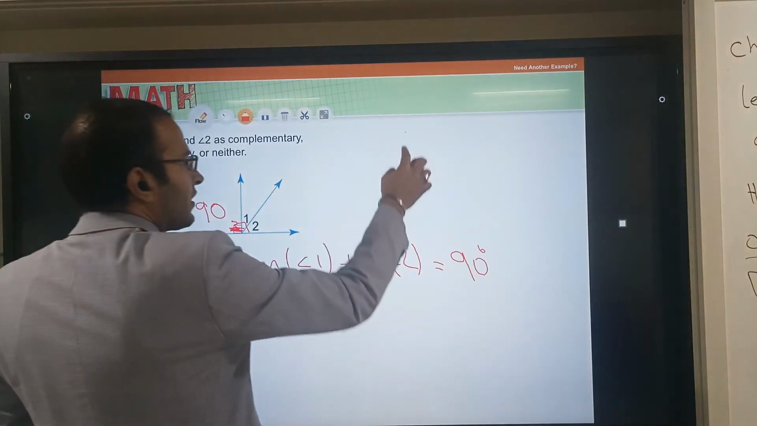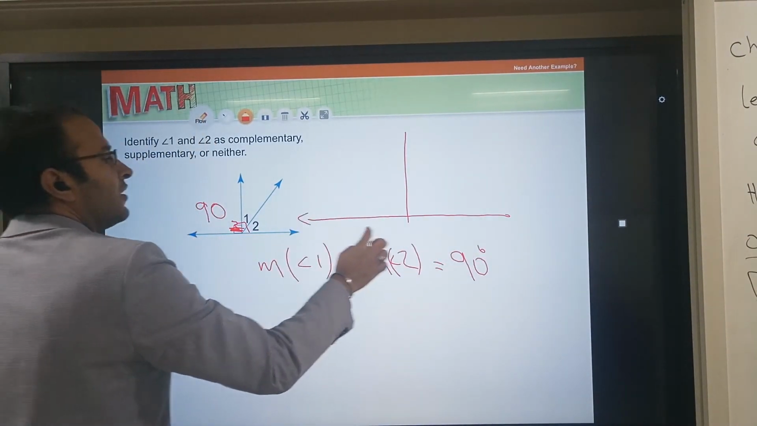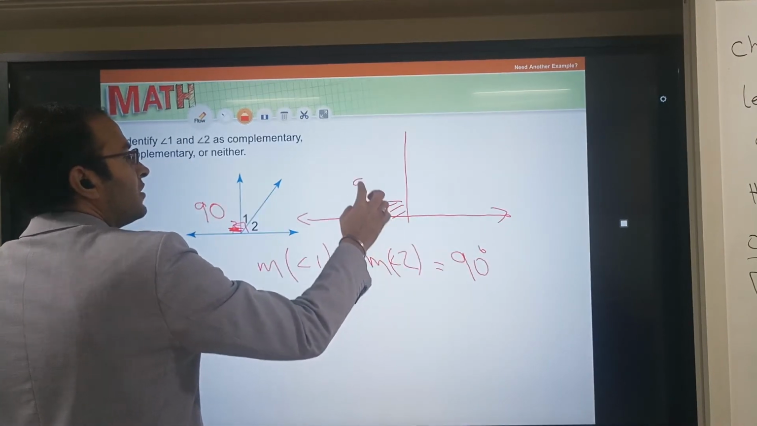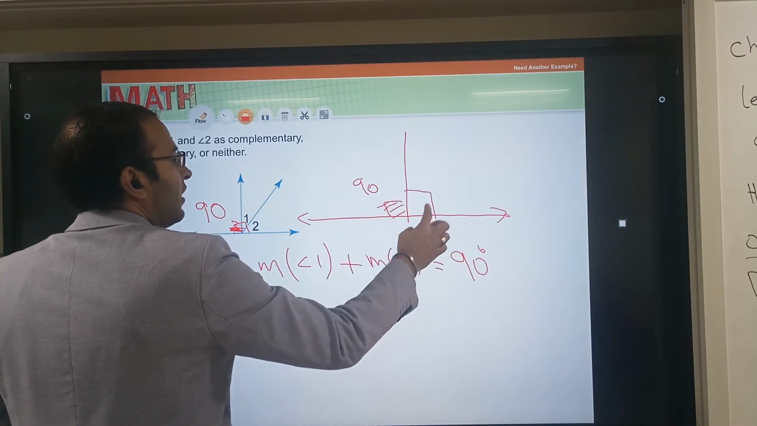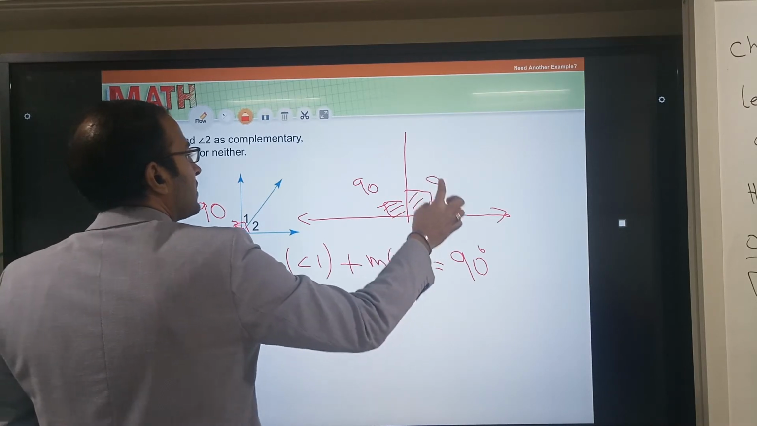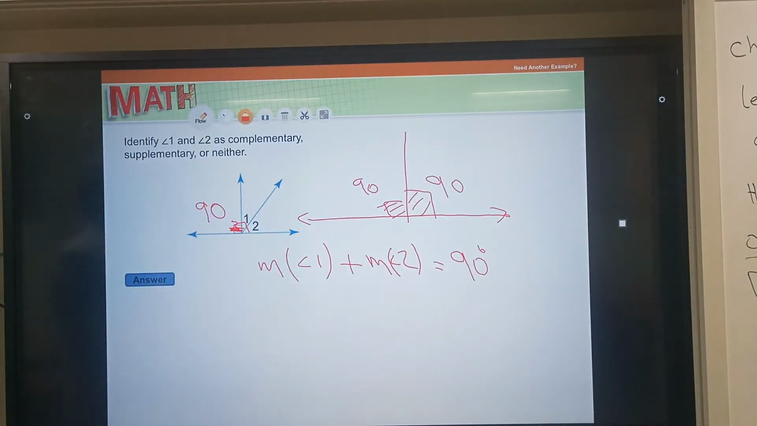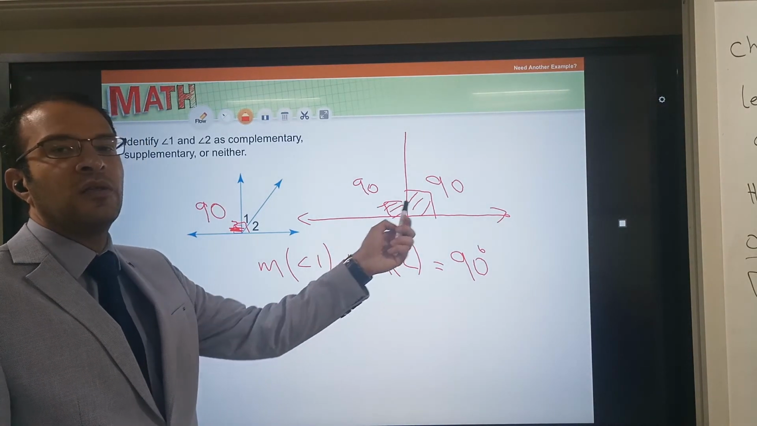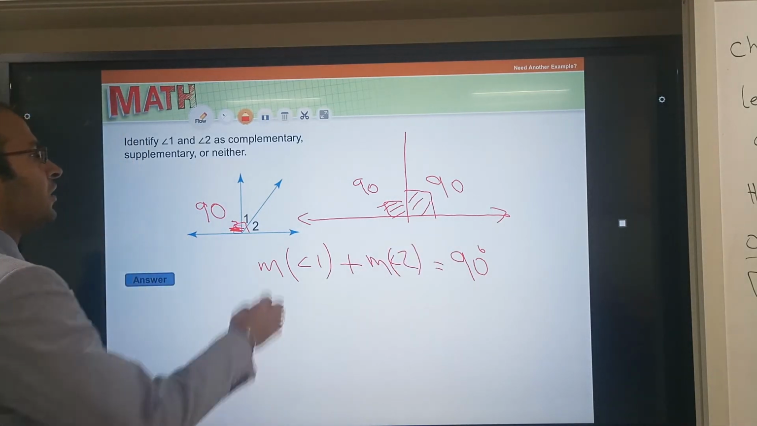Again, if I have a straight line intersected with a ray, and I have this angle equal to 90, so the other angle here is equal to what? The other angle is equal to 90. Again, if I have a straight line intersected with a ray, so if this angle equals 90, the other angle is equal to 90 also.